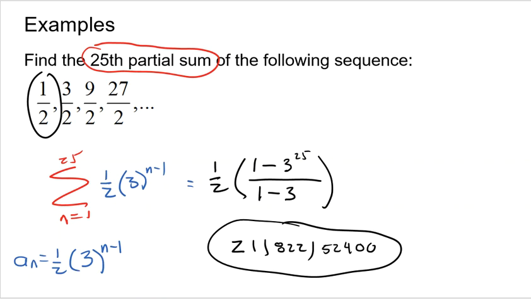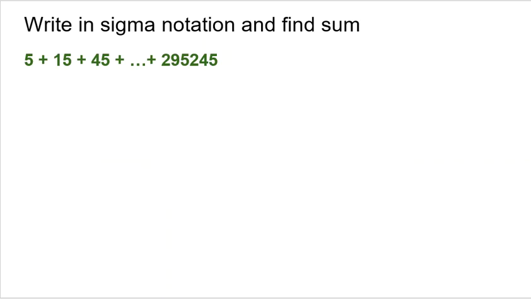All right, let's do just a little bit more here. Next example is to write in sigma notation and find the sum. I love this type of problem. First off, is this geometric? Yes, I'm multiplying by 3, multiplying by 3, multiplying by 3. 5 times 3 is 15, times 3.